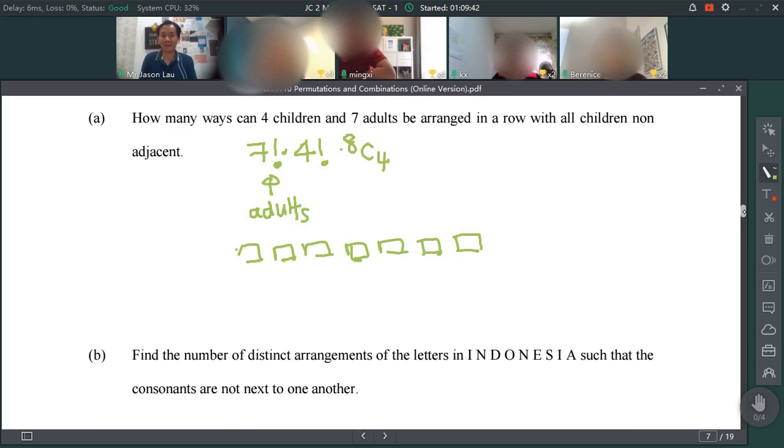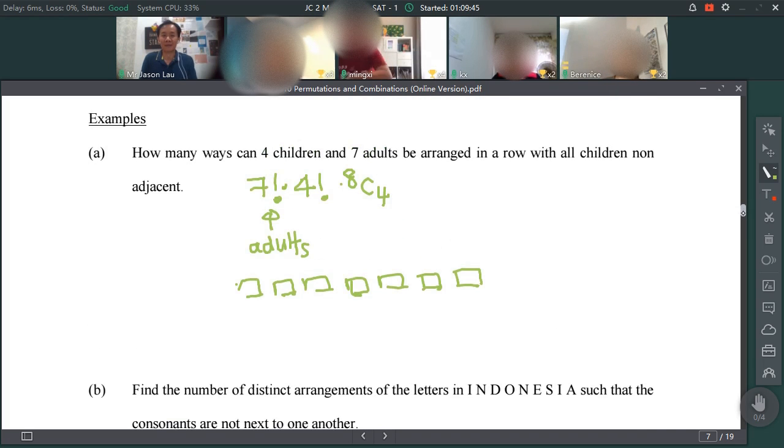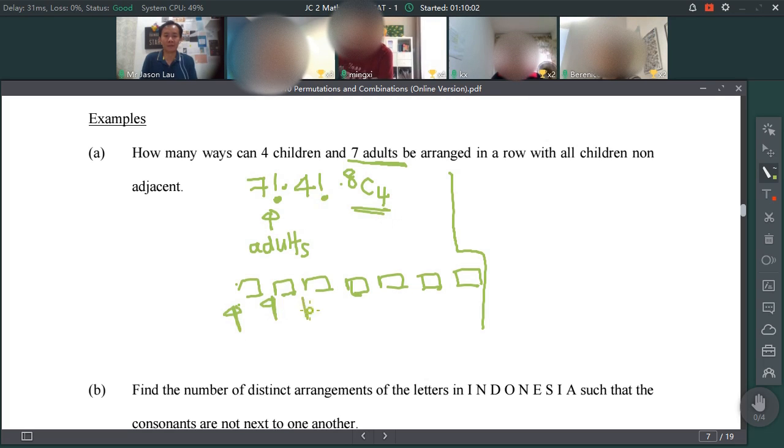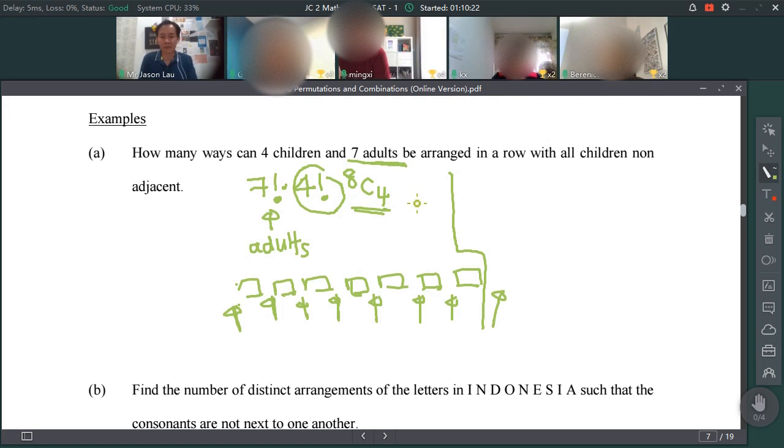Wait, actually, Mr. La, I don't really understand. Because this is we always arrange the non-restricted party first, so there'll be 7 factorial. Okay, then after that, 8 choose 4 is because of the 8 slots created that you will slot the children in. Because there are 4 children, so you will choose 4 slots out of the 8 slots for the children to settle down. But then among the children, you need to arrange them in the 4 positions. Oh. Yeah. Okay, can. Thank you.